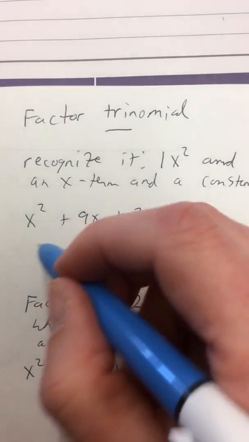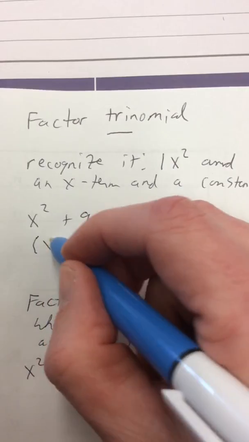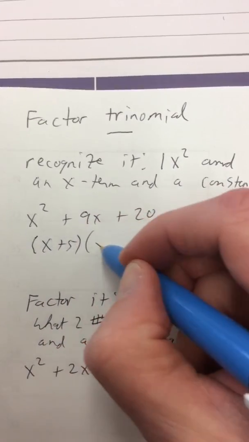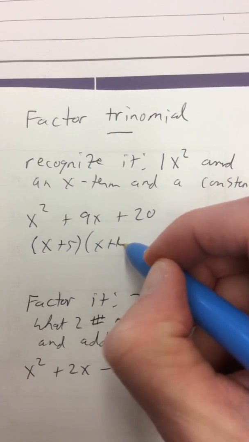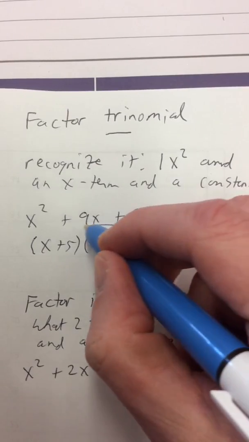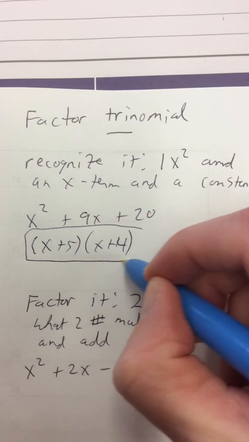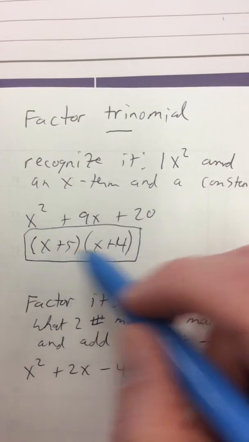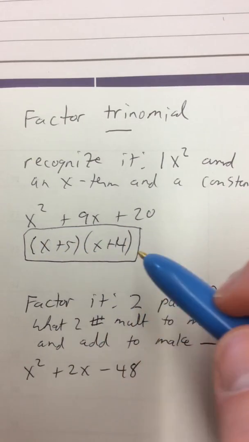Obviously those numbers are 5 and 4. So we write x plus 5 and x plus 4. And because of the commutative property of multiplication, it doesn't matter what order we multiply these in, so it doesn't matter what order we write them either.